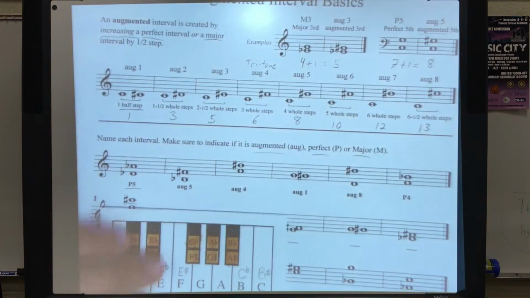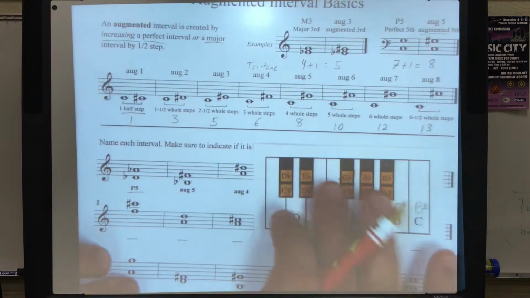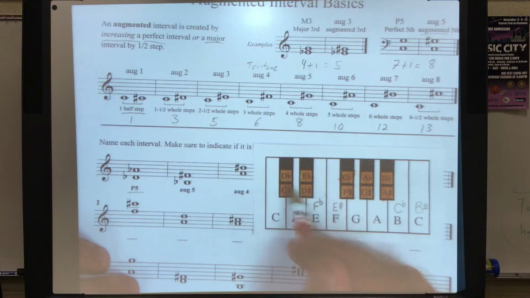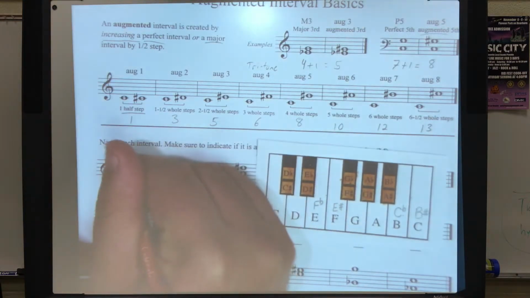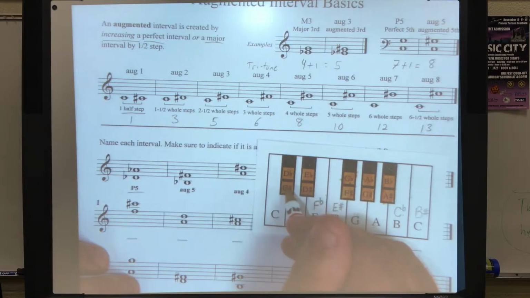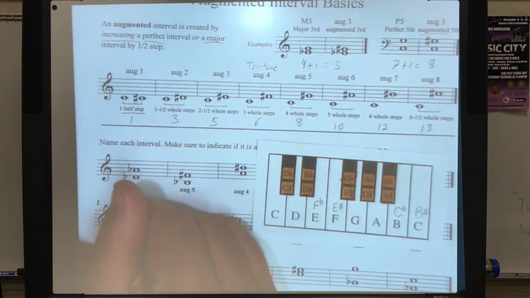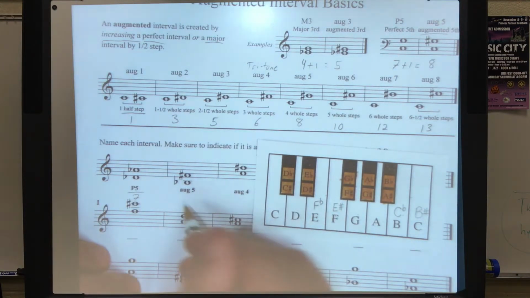There we go. Okay, so our keyboard is right here. For a perfect fifth, we have D flat to A flat, and let's count the half steps. So D flat is 0, 1, 2, 3, 4, 5, 6, 7. 7 half steps, so we know it's a perfect fifth.